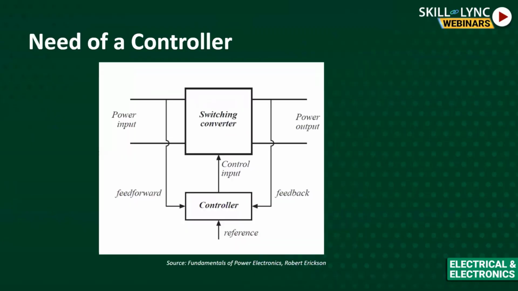And just shortly, we have seen we need a control input. Why do we need a control input? Power input and power output. Generally, feedback is invariably required. We must have the feedback to get the desired power output. So this feedback along with the reference can provide the control input or the duty cycle to the switching converter.